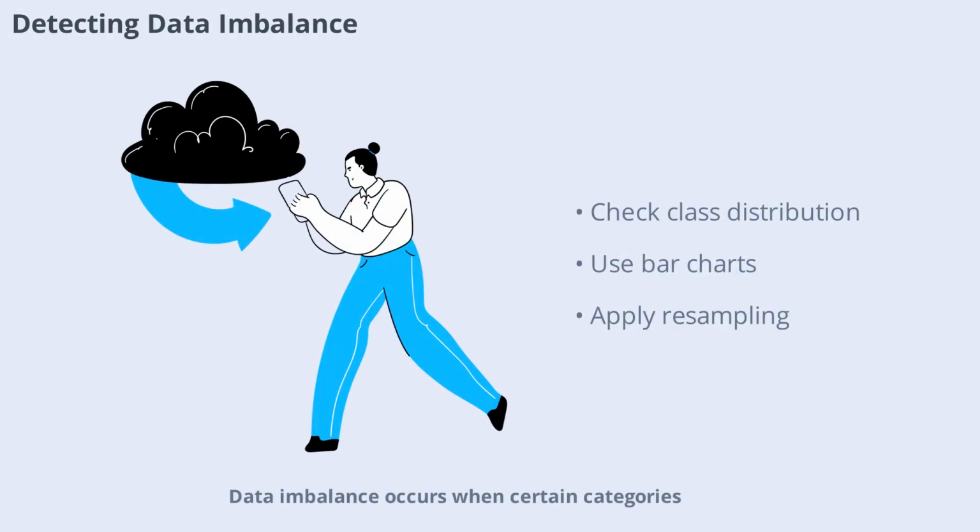Data imbalance occurs when certain categories or classes are overrepresented in your dataset. This can bias your analysis and models. During EDA, it's important to check for imbalance using bar charts or frequency tables. If imbalance is detected, you may need to apply techniques like resampling or weighting to address it before modeling.